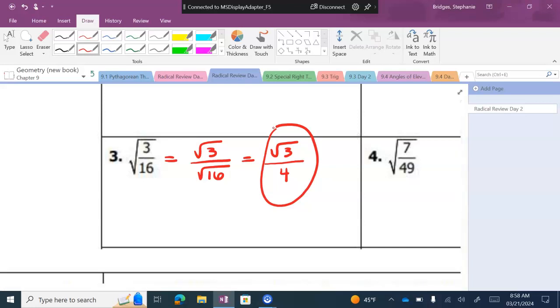Okay, the big thing here is you can't leave an entire fraction under a radical symbol, and you cannot have a radical symbol in the denominator of a fraction. Try number 4. It's very similar to 3.